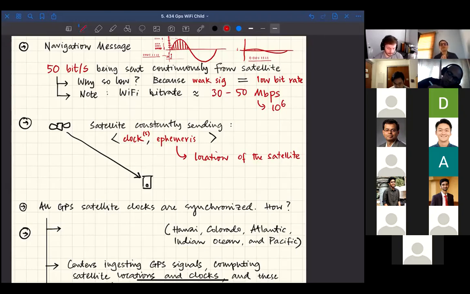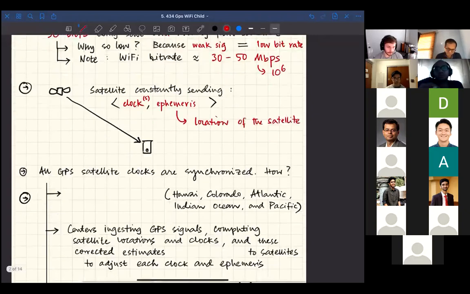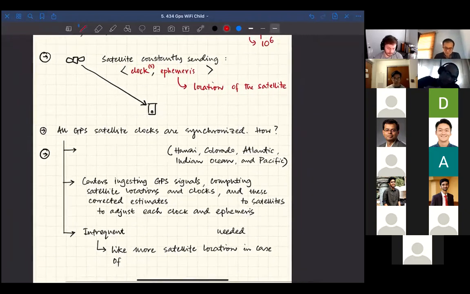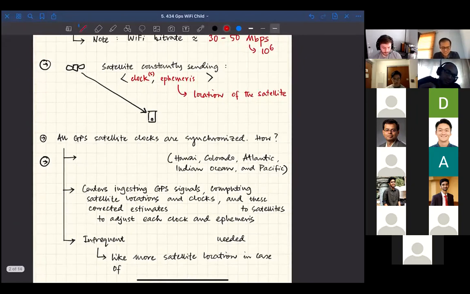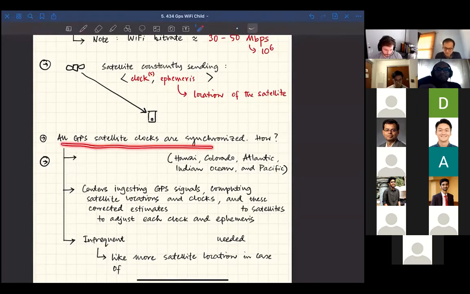And the GPS receiver's goal is to receive these signals from different satellites and compute its own location. Now, one thing that's important is that for localization to work, all satellites need to be clock synchronized. We'll see why, but let's take this for granted that satellites need to be clock synchronized. So then how do you synchronize the satellites? That is an important question.